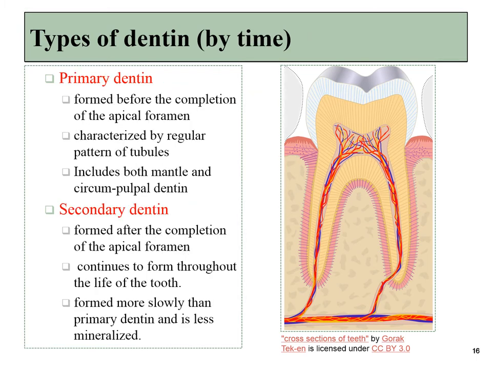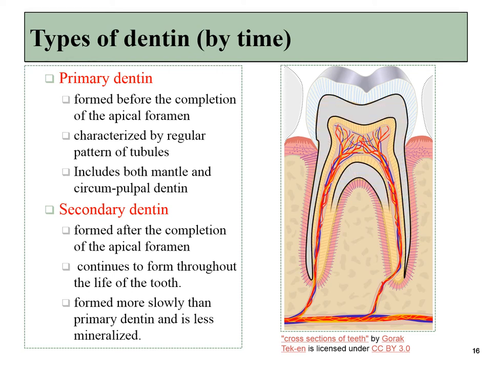Another way that we can talk about different types of dentin is about when it was formed. Primary dentin is formed before the formation of the apical foramen, whereas secondary dentin is formed afterwards. So we'll have a layer of primary dentin here. Secondary dentin is going to always be closer to the pulp, because remember, the dentin began forming over here, so we make primary dentin first, and then after the apical foramen forms, everything afterwards is secondary dentin as we grow inwards.